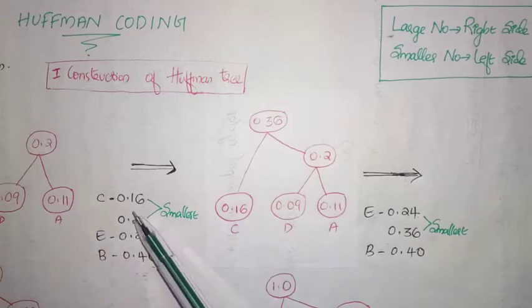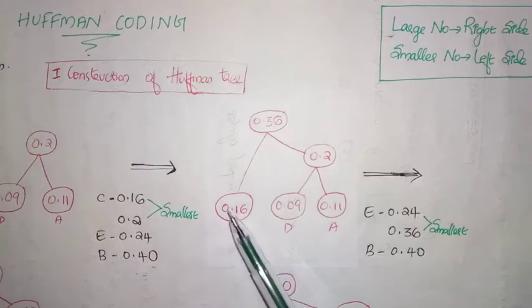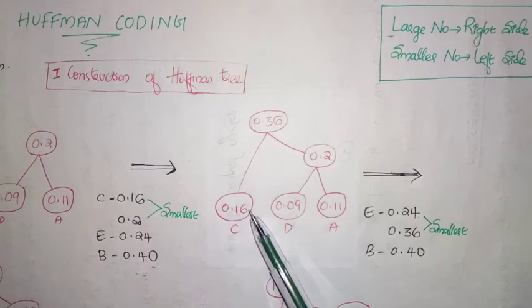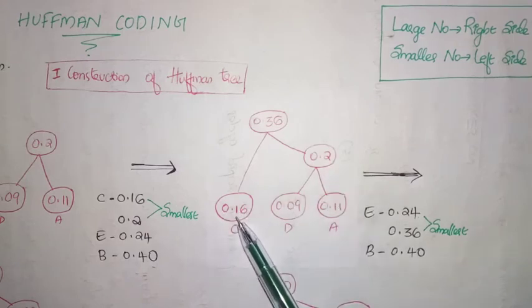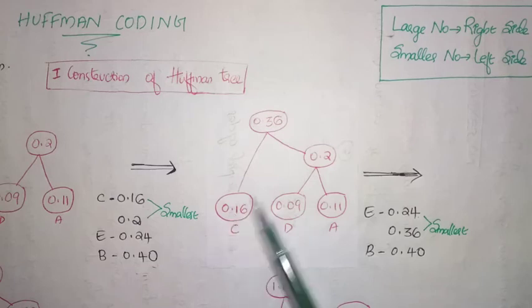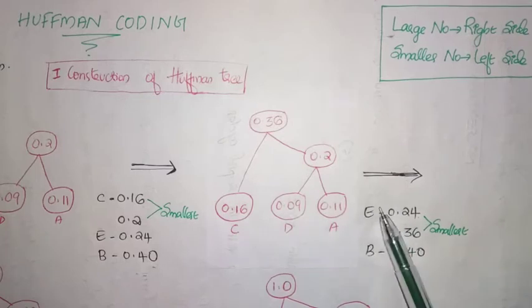Here also we know that C has the least probability, 0.16. So we placed 0.16 on the left side since it has the smallest probability, and this node is added with the 0.2 value. We placed 0.16 on the left side because among these two, 0.16 has the least value. That is why we placed this node C on the left side, not on the right side.